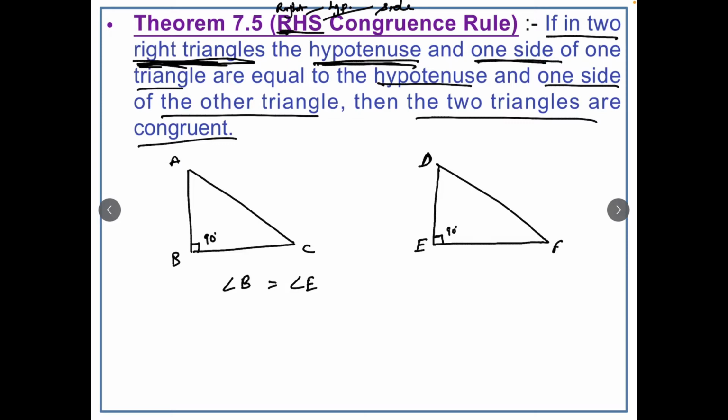So from here, in RHS, we got R. Then the hypotenuse: the hypotenuse AC of triangle ABC and the hypotenuse DF of triangle DEF have to be equal, so AC equals DF. Let's write it. If angle B equals angle E equals 90 degrees each, and the hypotenuse AC equals hypotenuse DF, now we can take any of the remaining sides. You can take either AB and its corresponding side DE, or BC and its corresponding side EF.